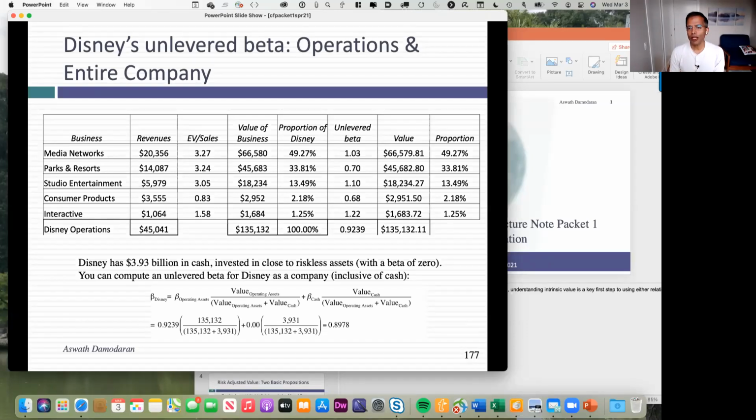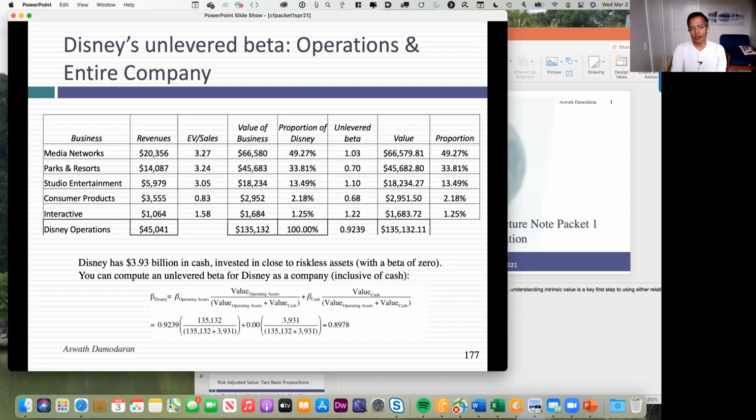Disney is about 49% broadcasting. It's about 34% theme parks. It's about 13% movies. This was in 2013. 2% consumer products and 1% gaming. The weights all obviously add up to 1. But the weighted average, so if I take the unlevered beta and weight it by these proportions, what I get is a beta of 0.9239 as the unlevered beta for Disney as a company.